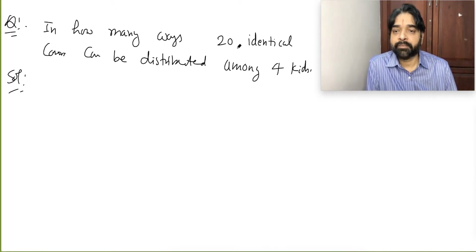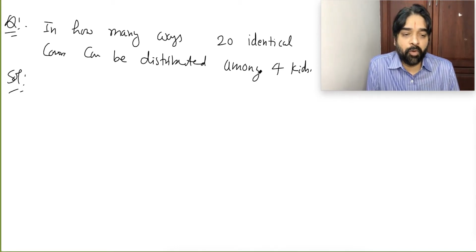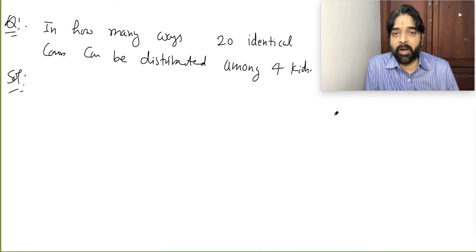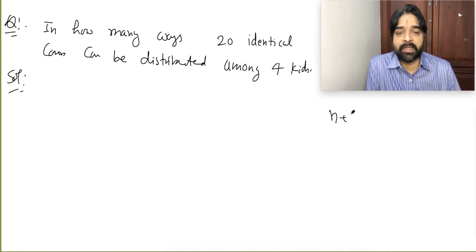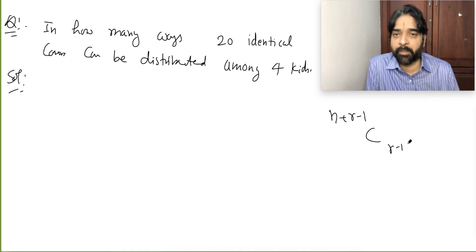Check it here. Can be distributed among 4 kids. Empty group allowed. So we'll say the answer is what? N plus R minus 1 C R minus 1, or C N, whatever you want to say. Both are the same thing. So N plus 20 plus 4 minus 1 means 23C, R minus 1, which is 3. This will be the answer.